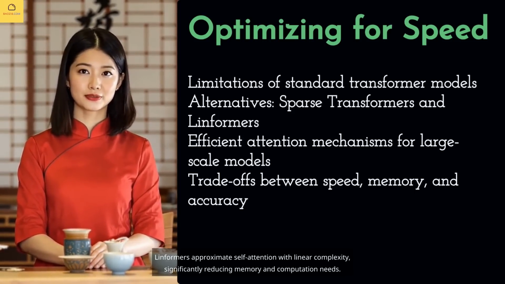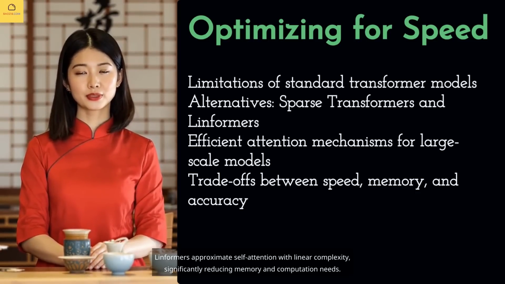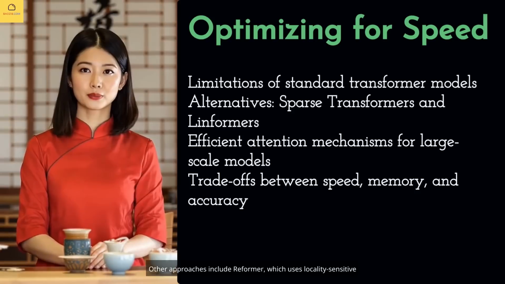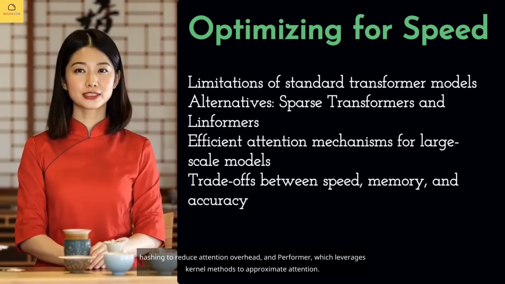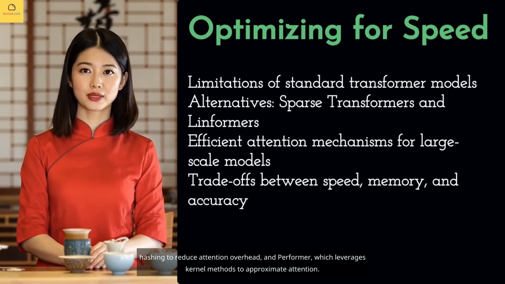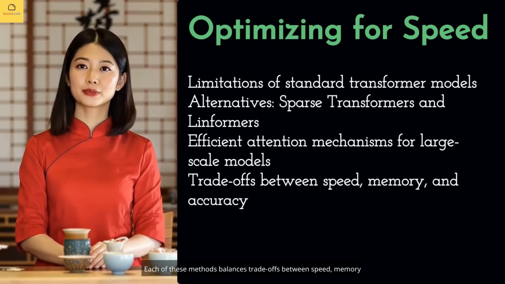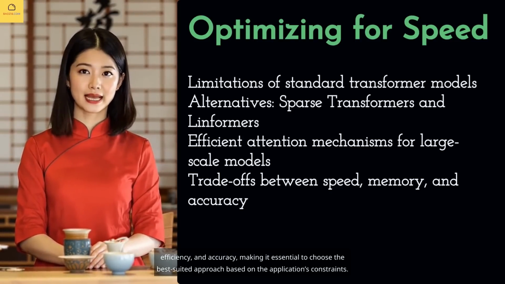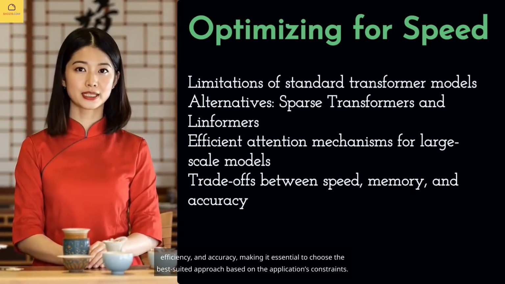Linformers approximate self-attention with linear complexity, significantly reducing memory and computation needs. Other approaches include reformer, which uses locality-sensitive hashing to reduce attention overhead, and performer, which leverages kernel methods to approximate attention. Each of these methods balances trade-offs between speed, memory efficiency, and accuracy, making it essential to choose the best-suited approach based on the application's constraints.